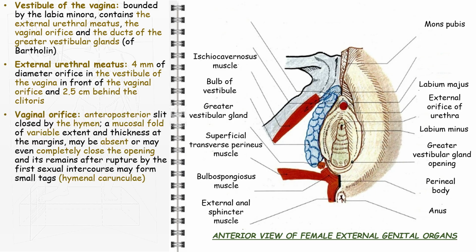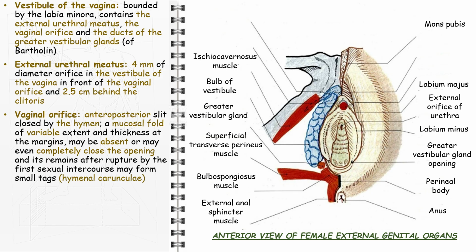A mucosal fold of variable extent and thickness at the margins may be absent or may even completely close the opening, and its remains after rupture by the first sexual intercourse may form small tags, the hymenal caruncle. On each side at 5 and 7 o'clock opens the ostium of the greater vestibular glands of Bartholin.